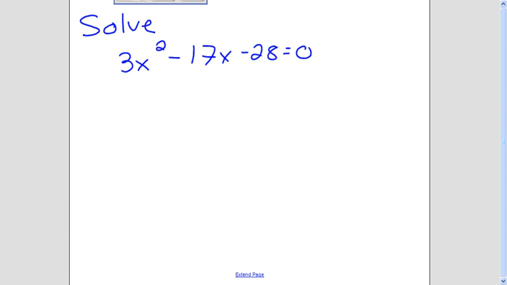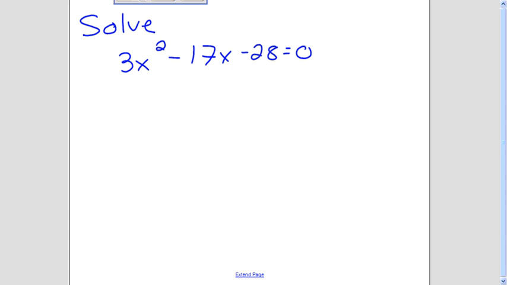Now let's just do a couple of examples here so that you can see what this looks like in the process. So we are going to solve 3x squared minus 17x minus 28 equals 0. If I want to solve this problem, I need to either do the quadratic formula or factor it. I'm trying to cut down on as much work as I can. I look at that and I'm going, okay, my product is 3 times negative 28 and my sum is negative 17. I don't know right off the bat if that's factorable or not.